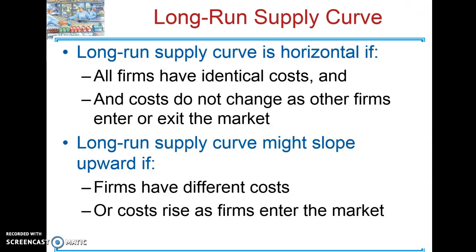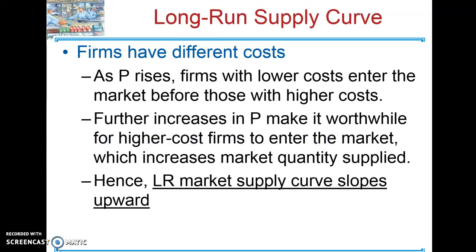The long run supply curve is horizontal if all firms have identical costs and costs do not change as other firms come into the market. The long run supply curve might slope upward if firms have different costs or if costs rise as firms enter the market. If firms have different costs, as price rises, firms with lower costs enter the market before those with higher costs. Further increases in price make it worthwhile for higher cost firms to enter the market, which increases market quantity supplied. Hence, the long-run market supply curve slopes upward.